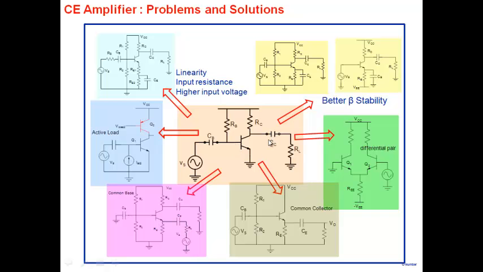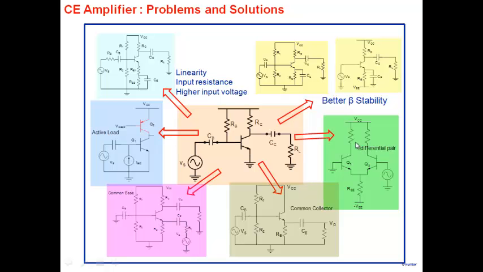Lots of problems. And out of those problems came possible solution approaches that you can see here: active load, differential pairs. So let me ask, what was the differential pair a solution to? That we cannot take this amplifier and build it on chip because the capacitors cannot be built there. So it came out as a solution to that particular problem.